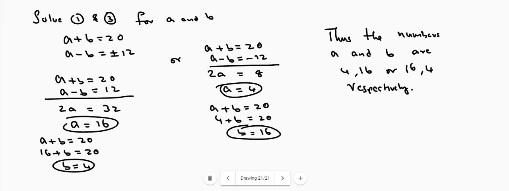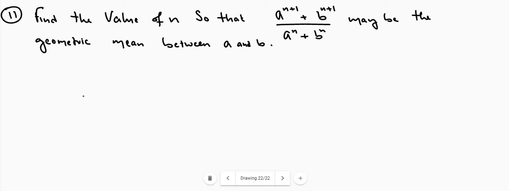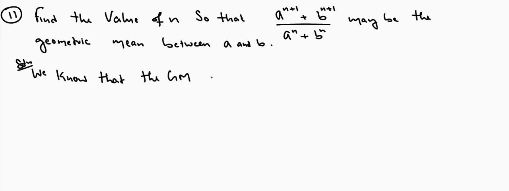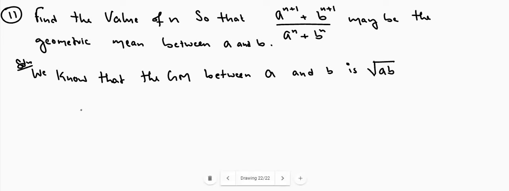Next question is question number 11. Find the value of n so that (a raised to n plus 1 plus b raised to n plus 1) divided by (a raised to n plus b raised to n) may be the GM between a and b. Solution, we know that the geometric mean between a and b is square root of ab.